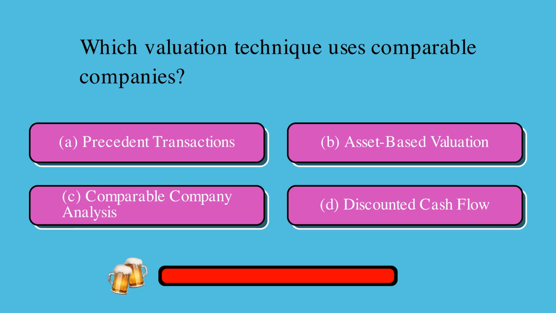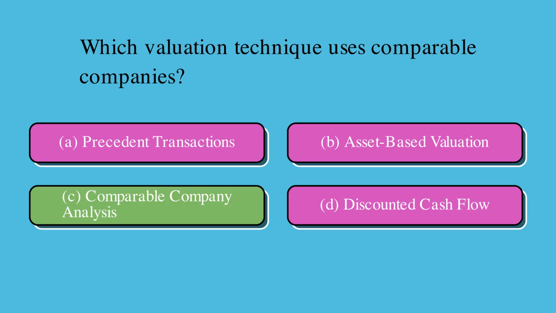Which valuation technique uses comparable companies? Is it A, precedent transactions, B, asset-based valuation, C, comparable company analysis, or D, discounted cash flow? The correct answer is C, comparable company analysis.